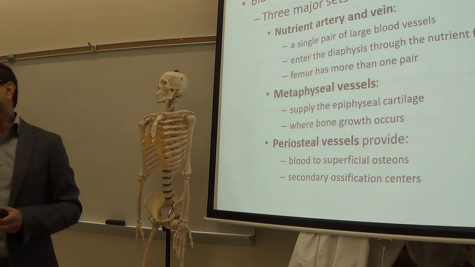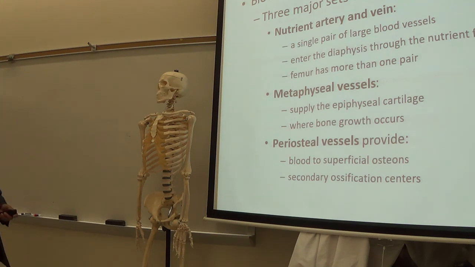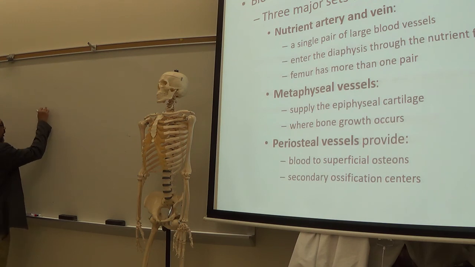Blood supply of a long bone. If you see a long bone, three sets of blood vessels supply blood to a long bone. So this is a long bone.